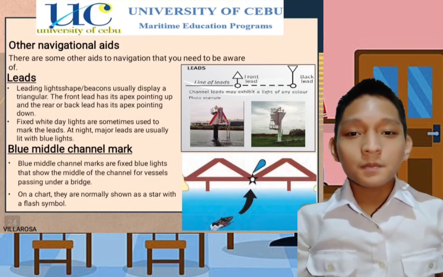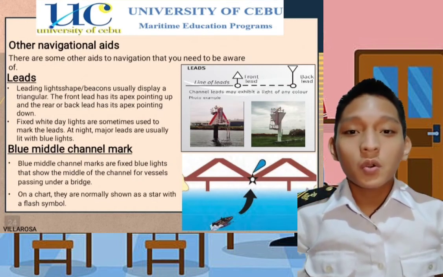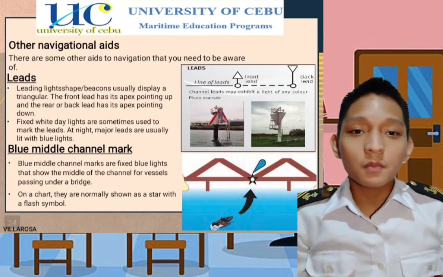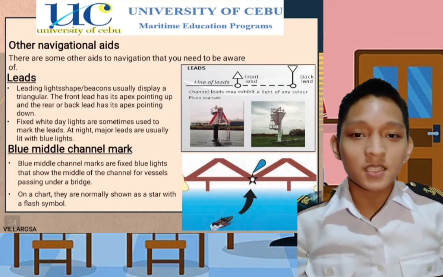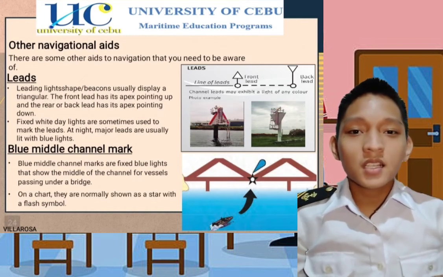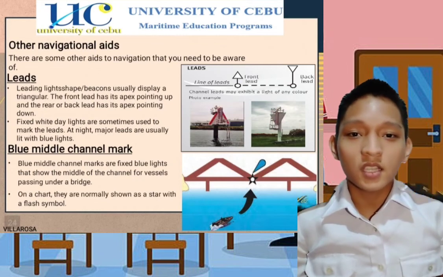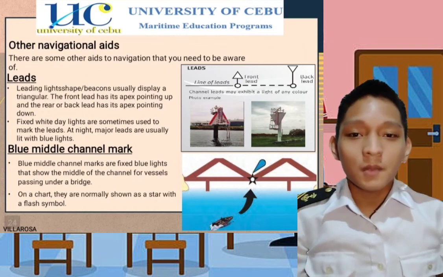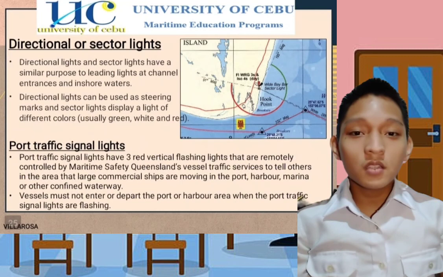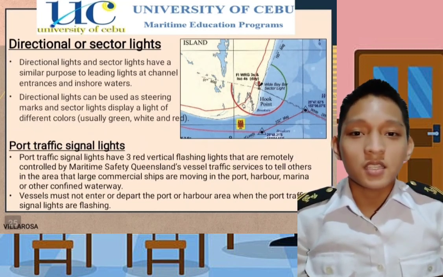So next one would be the blue middle channel marks. These marks are fixed blue lights, and this shows the middle of the channel for vessels passing under a bridge, and on a chart they are normally shown as a star with a flash symbol. So next one would be the directional lights and sector lights.